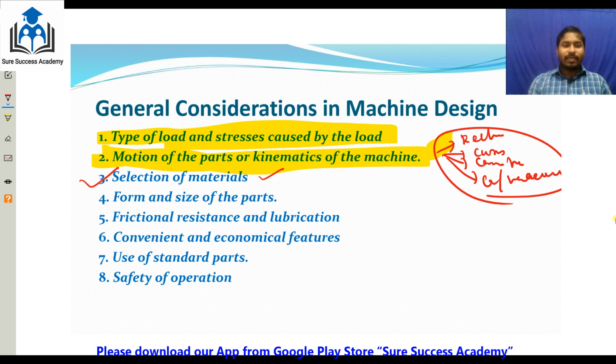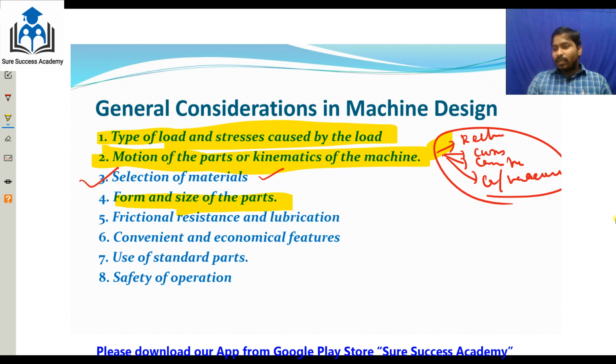Next is the form and size of the part. The form and size is based on judgment. The smallest practicable cross section may be used, but you should check whether the stress induced in the design cross sections is reasonably safe or not. Smaller is best, but the stress induced in the material should not cross the allowable stress of the material.